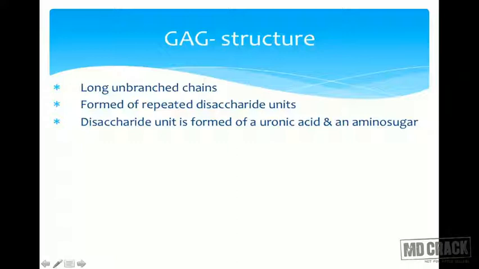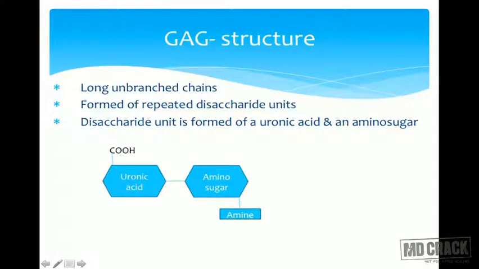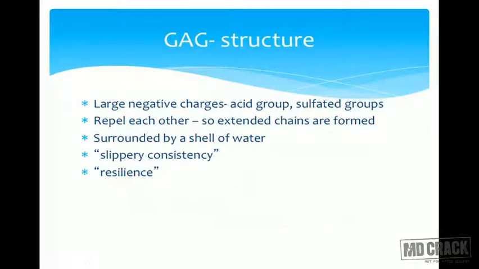So as I said, a disaccharide unit is formed of a uronic acid and an amino sugar. So we can represent it like this: uronic sugar, amino sugar. Amino sugar means a sugar with an amino group. Uronic acid, where the carboxyl group is converted into an acid, uronic sugar. Many times this amine group is also acetylated, giving it the negative charge.